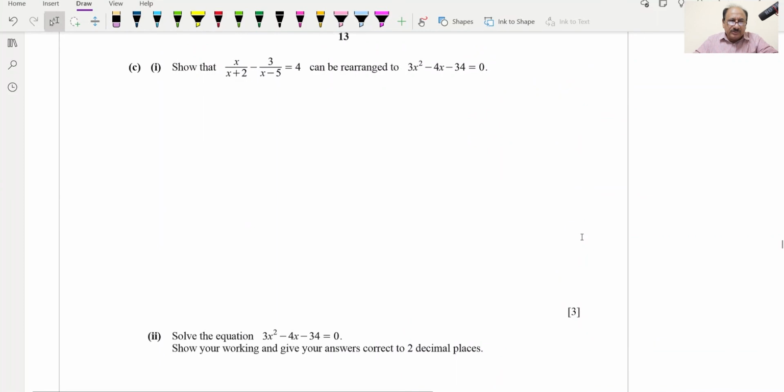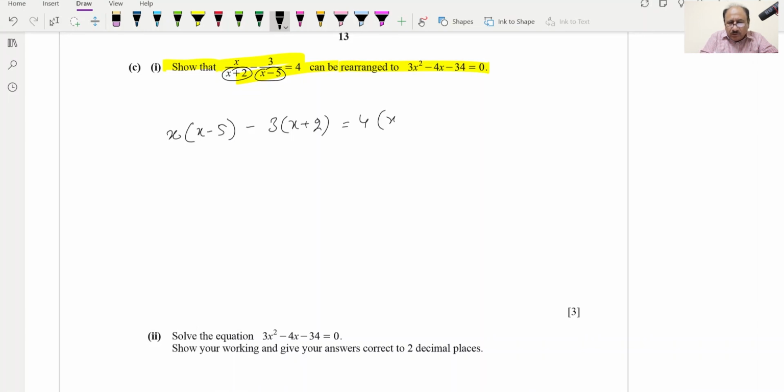Now C part is algebraic equations, and they're saying show that this one can be arranged into this format. So what we will do, we can multiply the whole equation by x plus 2 and x minus 5. So x into x minus 5 and minus 3 into x plus 2, and this will be equal to 4 into x plus 2 and x minus 5. So we have multiplied the whole equation by these two factors, and now we can open the bracket.